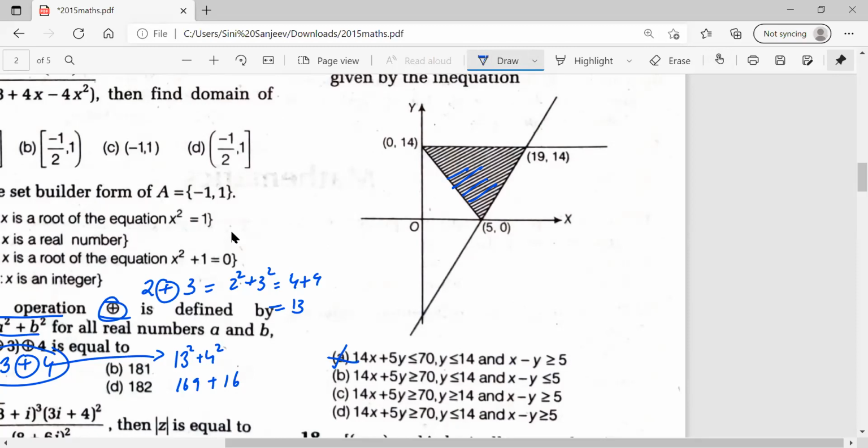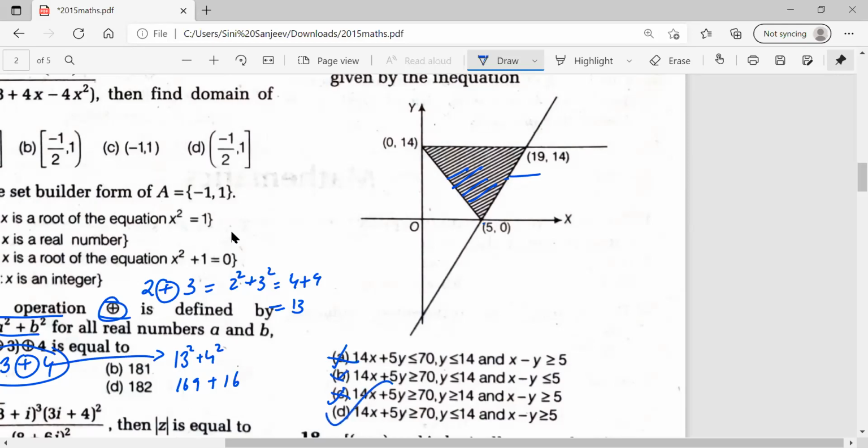Y greater than or equal to 14. Is y greater than or equal to 14 in this y axis? Greater than in the sense it should be up to here. It is not like that. So I can eliminate what options? Option C I can eliminate in this. Then what is the other option? X minus y less than or equal to 5. Is x minus y less than or equal to 5 or greater than or equal to 5? It is clearly greater than or equal to 5. So what is the answer for this? Option D is the answer.